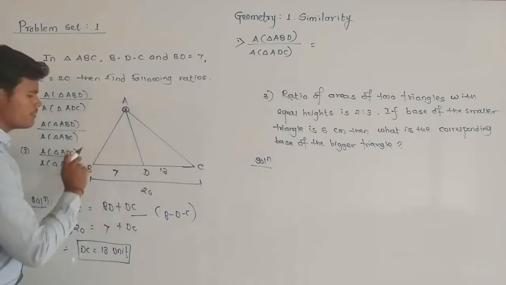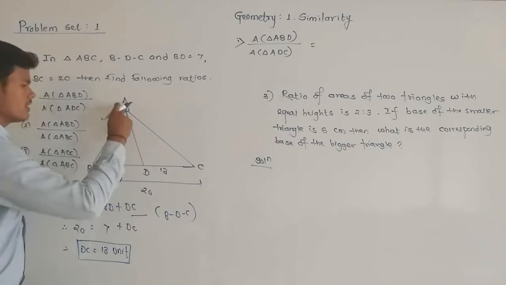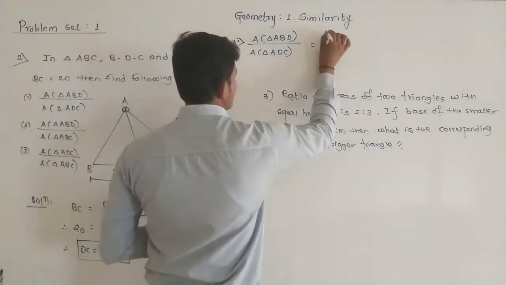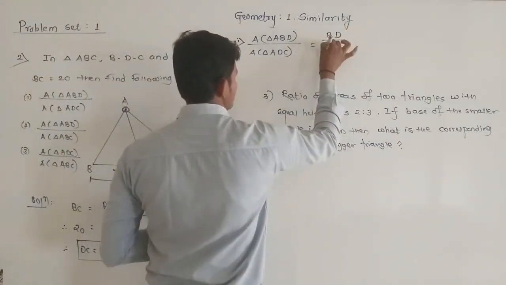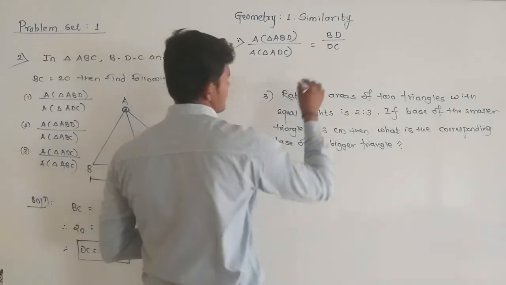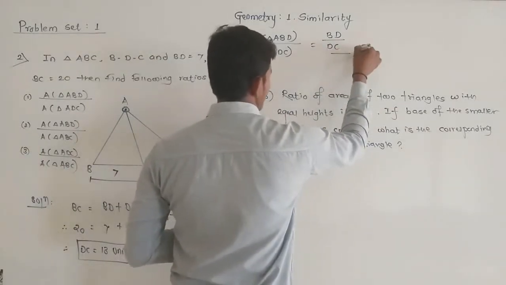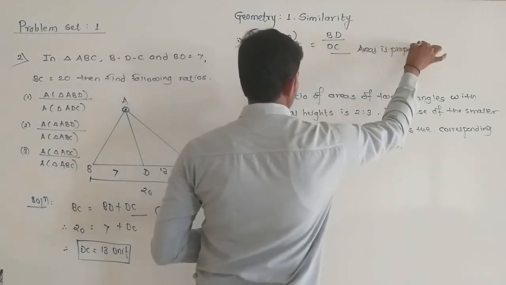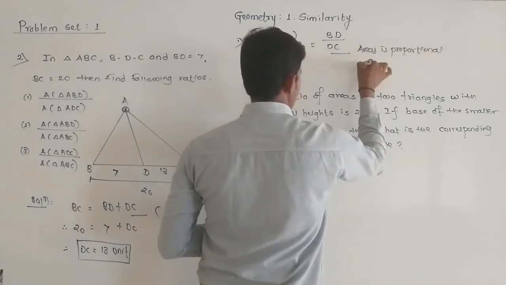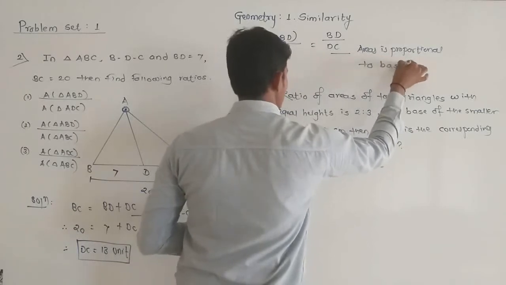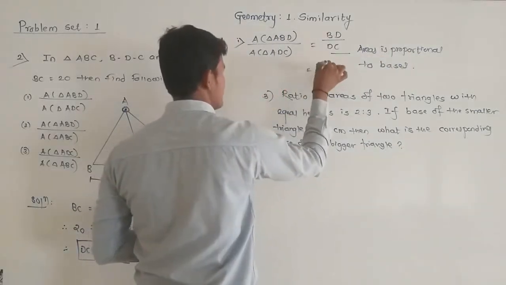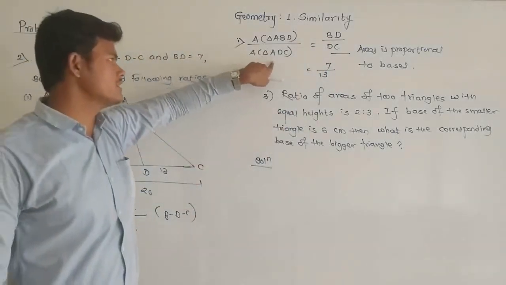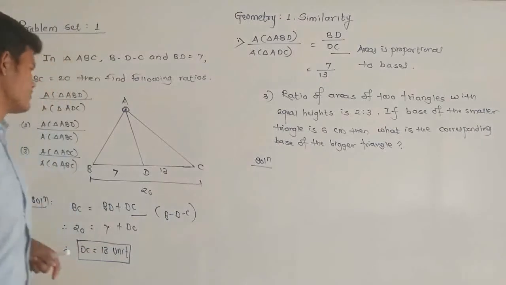So for triangle ABD their base is BD, and for triangle ADC their base is DC. So their area is proportional to BD upon DC. So the reason is area is proportional to bases. So the length of BD is 7 and length of DC is 13. So the ratio of area of triangle ABD to area of triangle ADC is nothing but 7 upon 13.